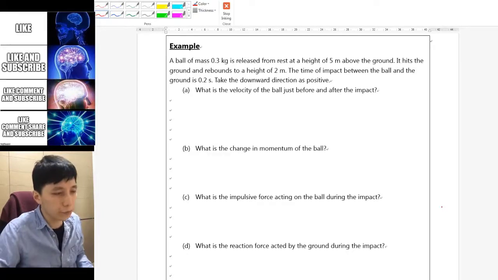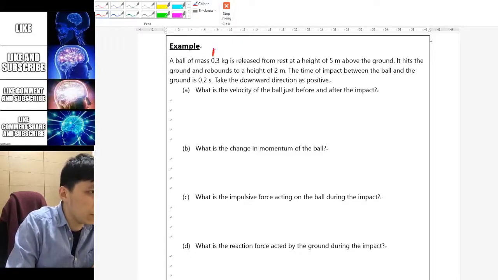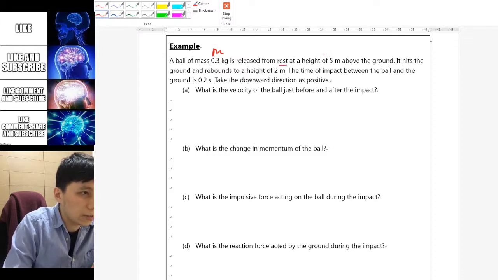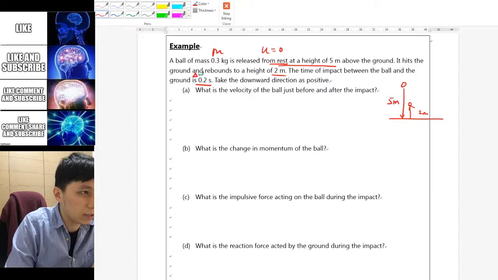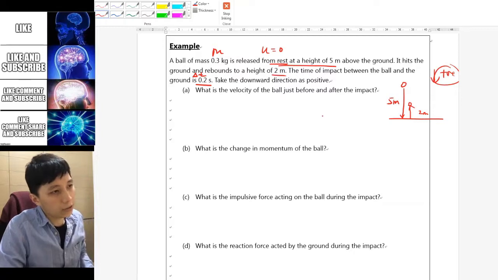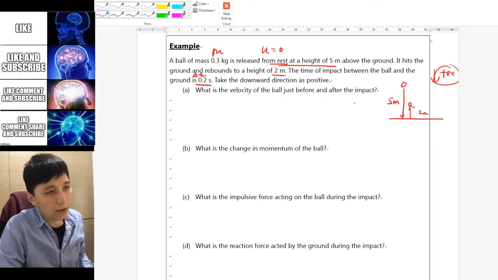So here is a question for you to try out, and please pause the video and try it yourself. A few moments later. Okay, so in the question, we've got the mass m, and then the initial height of 5 meters, and it's dropped from rest, so u is 0, and it rebounds back to 2 meters. If you want, you can draw the diagram: it got dropped from 5 meters, and when it bounces back up, it's only going to reach 2 meters. They tell you the time of impact, so this is going to be delta t, taking downward as positive. Part A asks you what is the velocity before and after the impact.